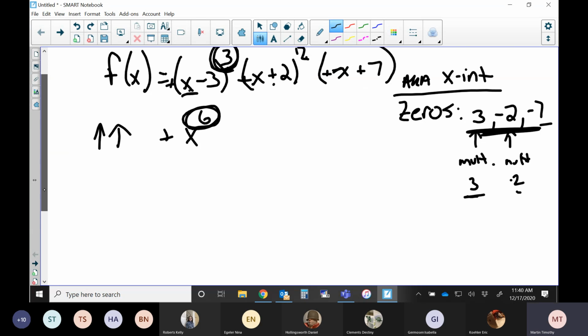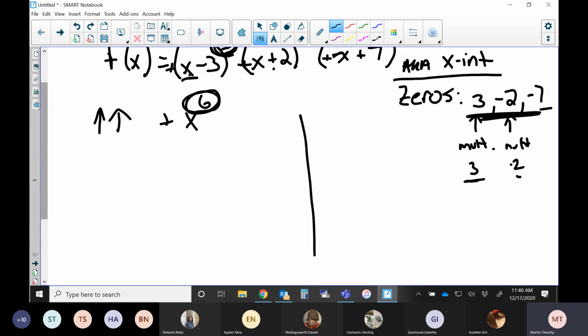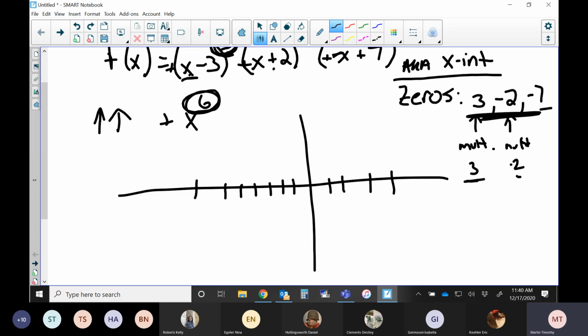So if I asked you to sketch a graph of this using the zeros and the end behavior, you would mark -7, -2, and 3, and start up.